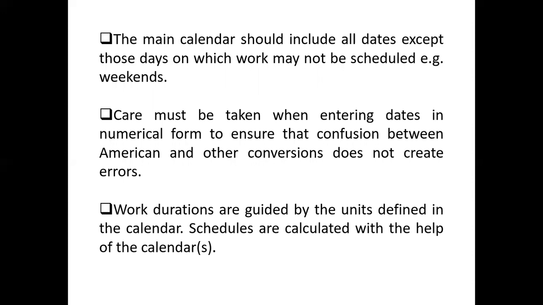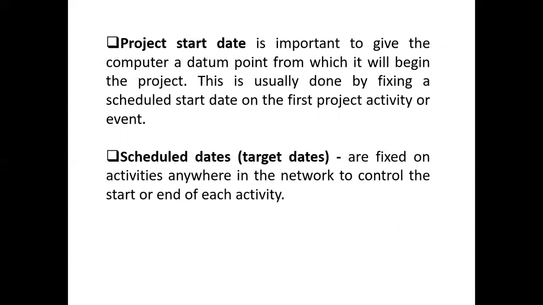Now the project date and time is important to give the computer a datum point from which it will begin the project. This is usually done by fixing a scheduled start date on the first project activity or event. Then the scheduled dates for the targets are fixed on activities anywhere in the network to control the start or end of the activity that we're going to look at.